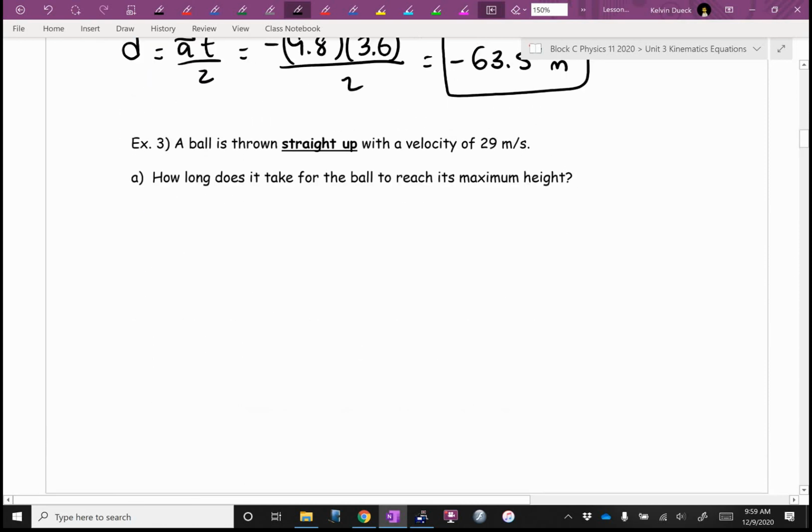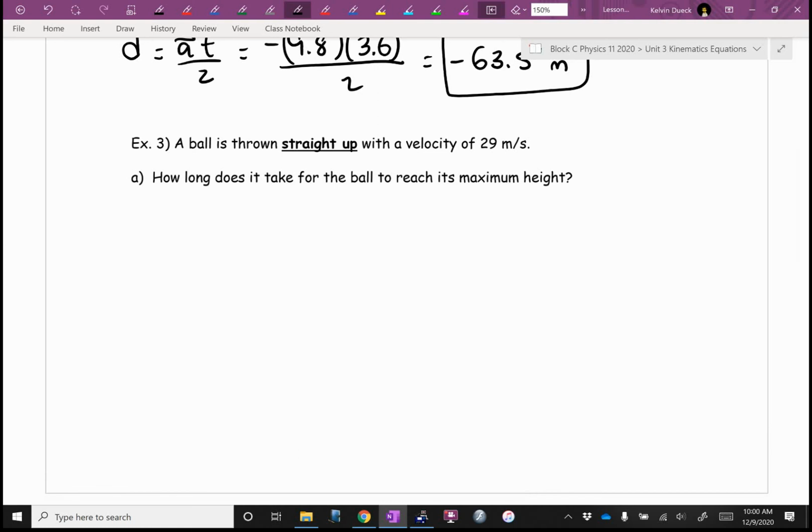All right, instead of just dropping something, let's throw something. A ball is thrown straight up with a velocity of 29 meters per second. By the way, what if I stood on a cliff and threw it straight down? How would I show that I'd thrown it down? Not 29, but negative 29. And then the physics will take care of itself. These equations will work in any direction.